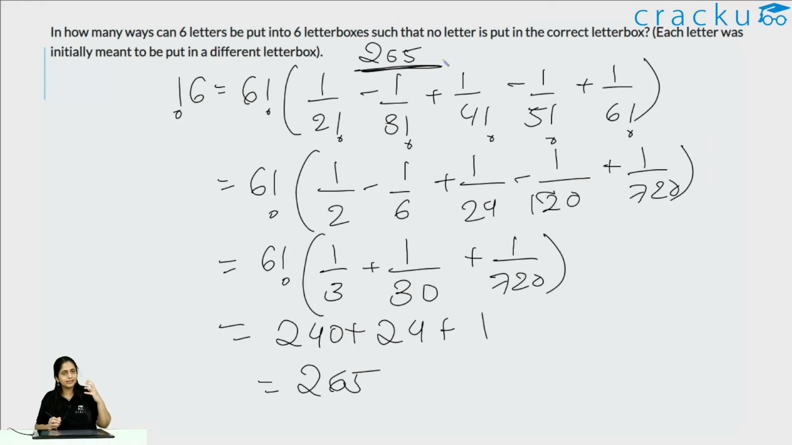As you can see, this is very simple. Once we know that, we just have to use the disarrangement or derangement formula. So remember the derangement formula. If any question comes, this will be a very easy and quick question to solve so that you can get the right answer very quickly and move on to the next question.